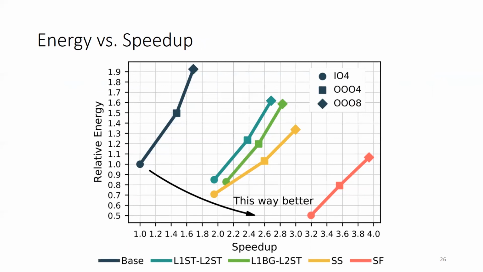Finally, we show the estimated relative energy versus speedup for all the configurations. For these data parallel workloads, with stream floating, an in-order core with issue width 4 can even outperform an out-of-order core with higher energy efficiency, as stream floating can fundamentally reduce network traffic and enable decentralized prefetching.